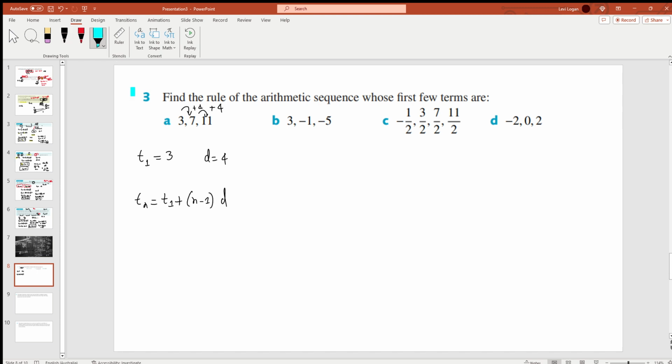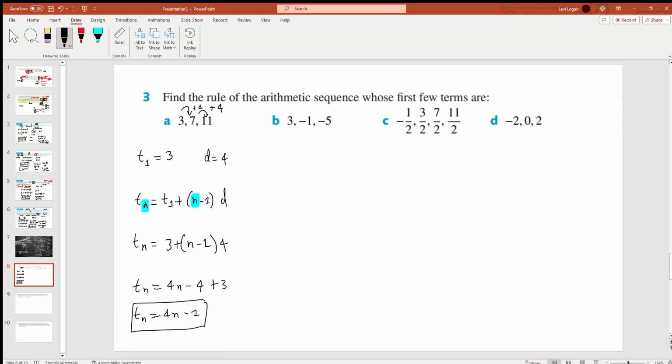In our arithmetic sequence, the term depends on this index here. If you want the second term, you substitute n equals 2 into here, and it gives you that second term. So we sub in the first term: t of n is 3 plus n minus 1 times 4. Distribute the 4, so you get t of n equals 4n minus 4 plus 3, and then t of n equals 4n minus 1. So that is your general rule for your arithmetic sequence.